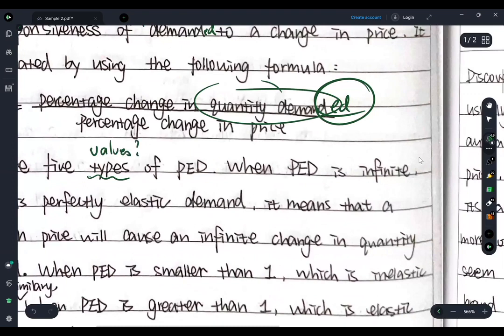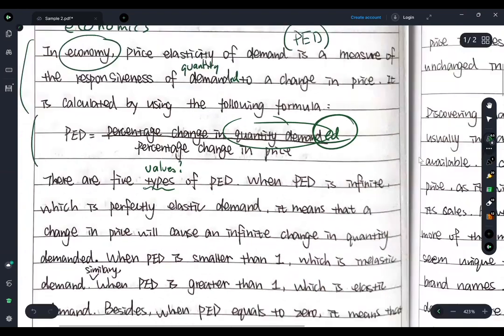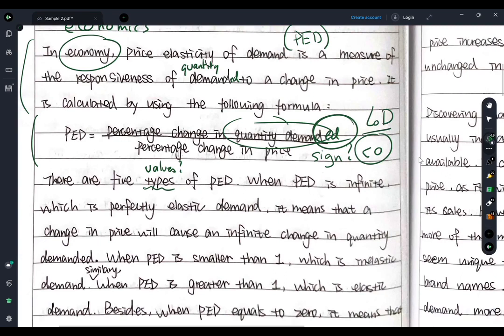And also, before we talk about the value of the PED, I would have added something about the sign of the PED, just to say that it is negative because of the law of demand. To talk about the law of demand, if you cut the price, the quantity demanded rises, and because of that, the PED is going to be negative. But we usually work with the absolute value, of course.